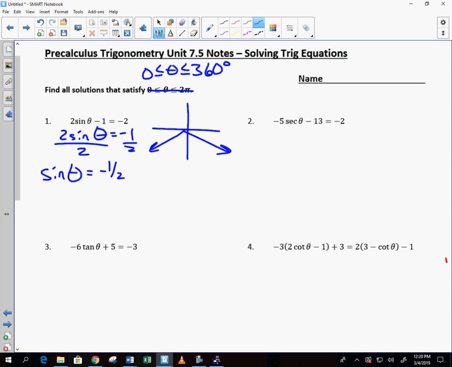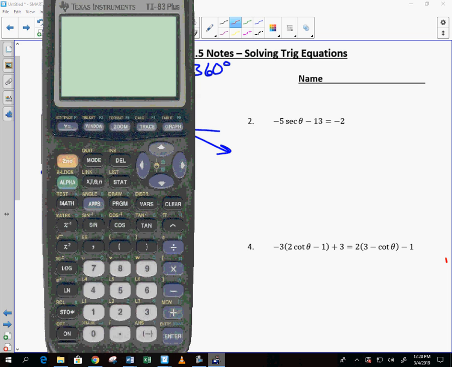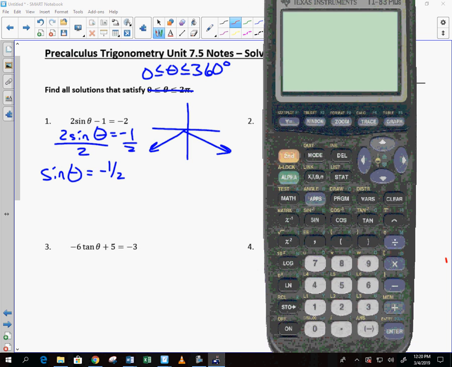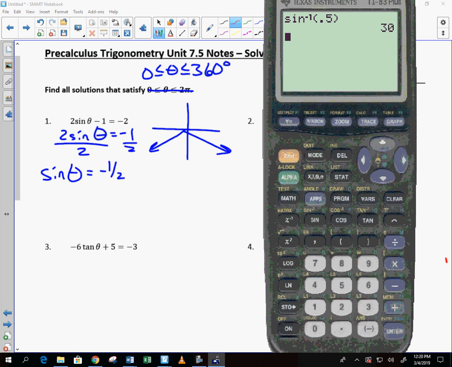it's negative when it's down. I'm going to inverse 1/2 on my calculator. Do not include the negative when you inverse. You've already used up the negative by determining the quadrant. I go second, sine inverse, 0.5. I get 30. So this is a 30-degree angle that's created here. We actually call it a reference angle.